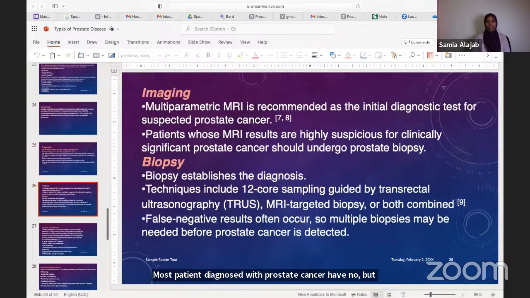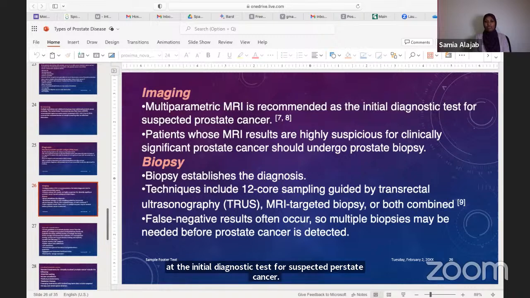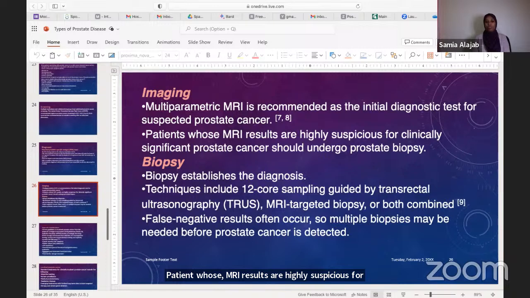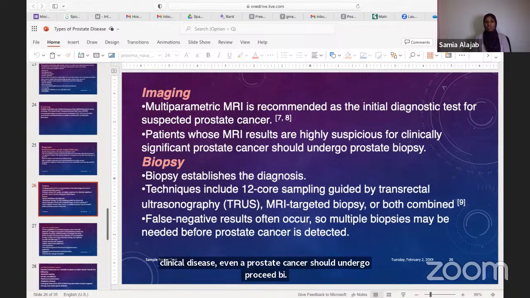So for imaging, we can use multi-parametric MRI. It's recommended as an initial diagnostic test for suspected prostate cancer. Patients whose MRI results are highly suspicious for clinically significant prostate cancer should undergo prostate biopsy. And then biopsy, so biopsy establishes the diagnosis definitively.